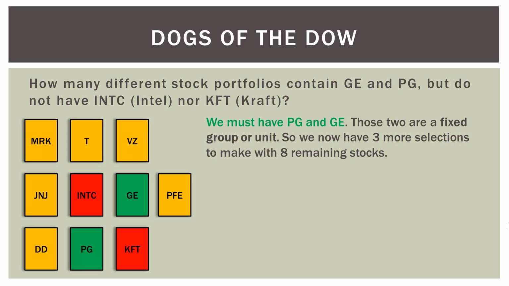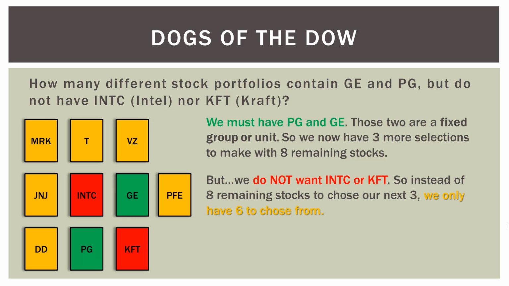So now we have 3 more selections to make, because those account for 2 of our 5, so we still have 3 more to choose. Now, up till now we have 8 to choose from, because P&G and GE are 2, that takes 2 out of the 10, and we're left with 8. But, of course, we do not want Intel or Kraft. So instead of 8 remaining stocks to choose our final 3, we only have 6 to choose from. So the red ones are no longer up for selection. Only the orange, yellow ones are.